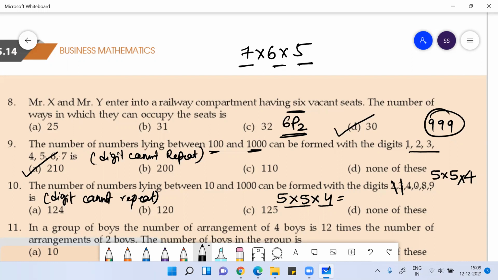Number of numbers lying between 100 and 1000 that can be formed with the digits 2, 3, 4, 0, 8, 9.